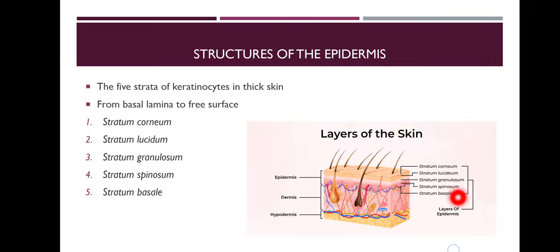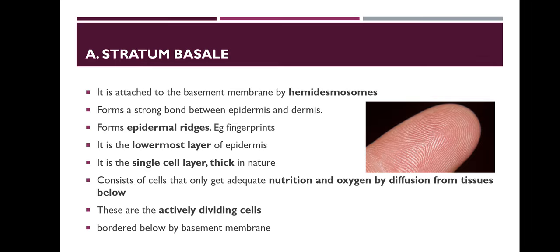Here you can see the layers of the epidermis. This is the epidermis, dermis, and the hypodermis, and the epidermis is further divided into 5 layers: stratum corneum, stratum lucidum, stratum granulosum, spinosum, and basale. First, the stratum basale. It is attached to the basement membrane by hemidesmosome junctions, and it forms a strong bond between the epidermis and dermis. The stratum basale forms the epidermal ridges, for example the fingerprints.